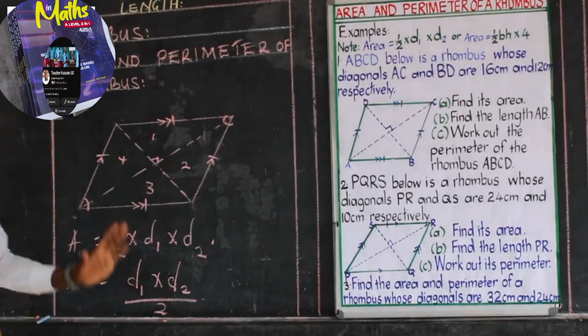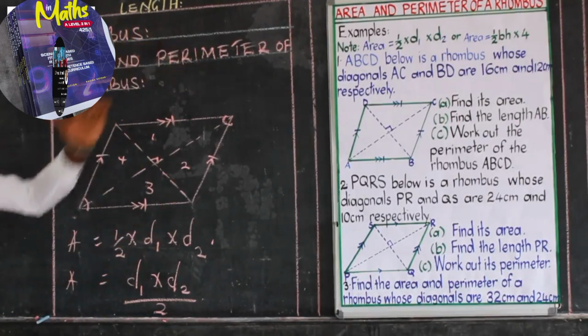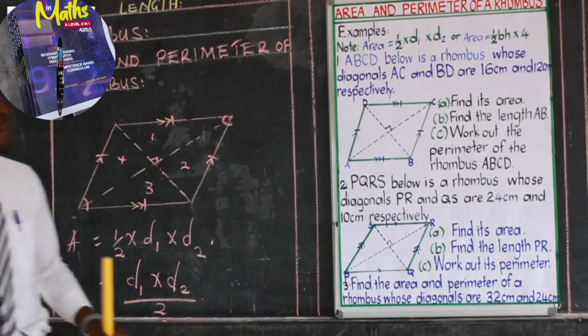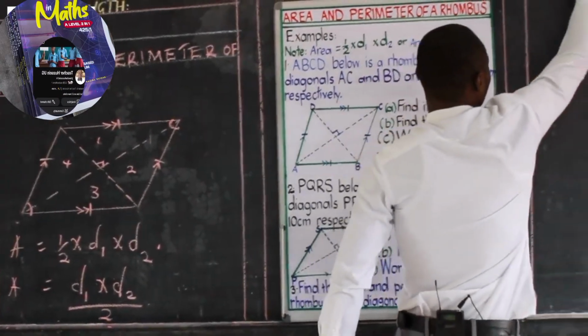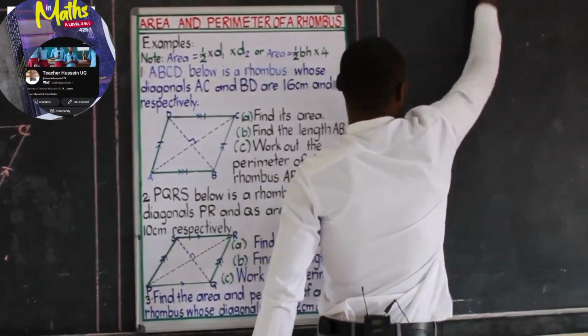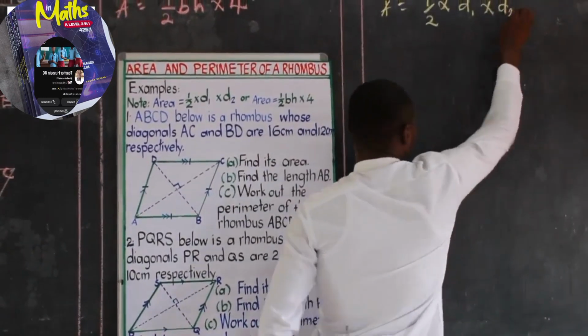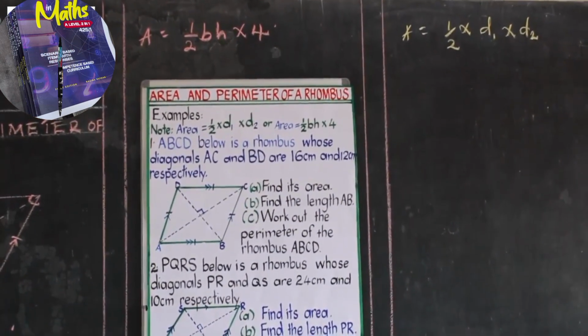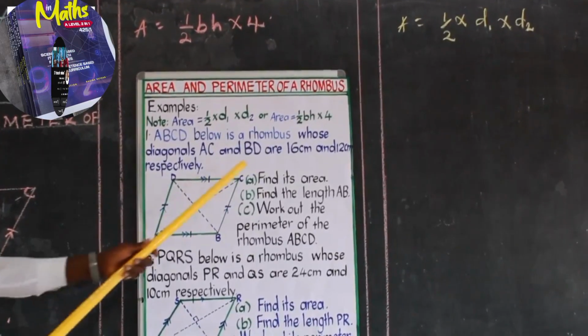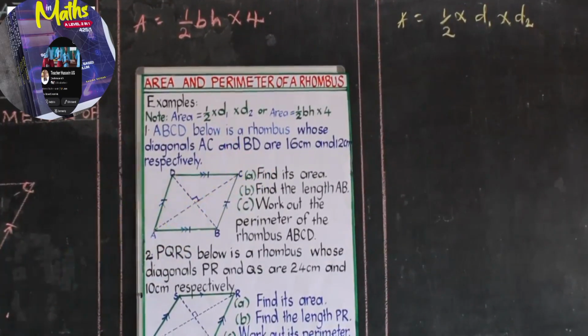We're basically going to pick one formula out of the 3 and then use that one. I wish to use the very first formula. The very first formula we stated, it is a half times diagonal 1 times diagonal 2. That's the very first formula we've started with, and I wish to use that one to find the area of this figure. Class, right?